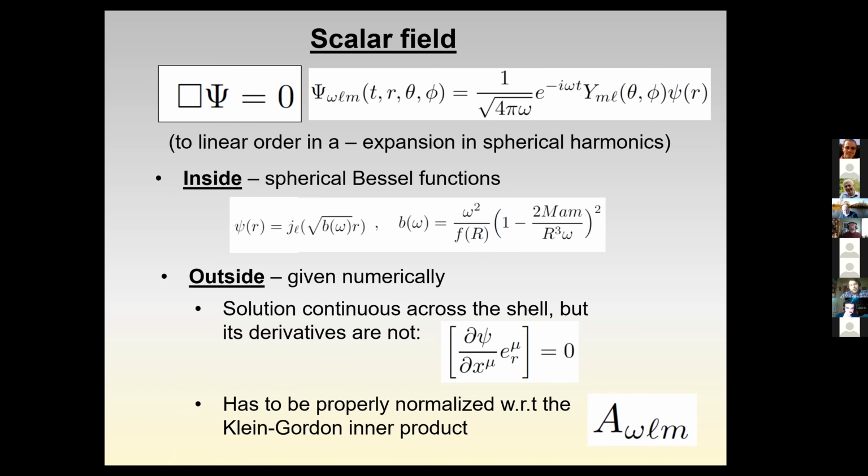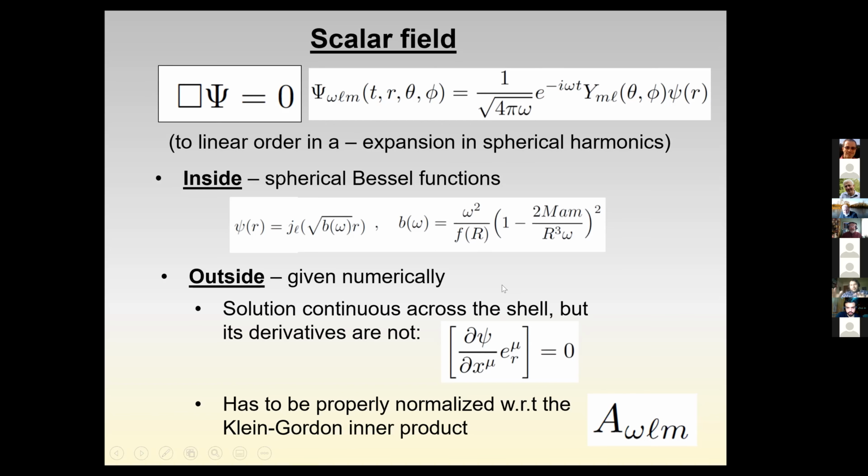Now I have a solution outside, which has to be matched to the one inside. But outside I have Kerr. So the solution is quite complicated and has to be given numerically. Of course, what is true is that the solution is continuous across the shell, but the derivatives are not. This thing here is a projection of the psi in the radial direction in the orthonormal frame. But this orthonormal frame has a jump. It has a discontinuity as I go from inside the shell to outside of the shell, and that's why the psi derivative will have a discontinuity.